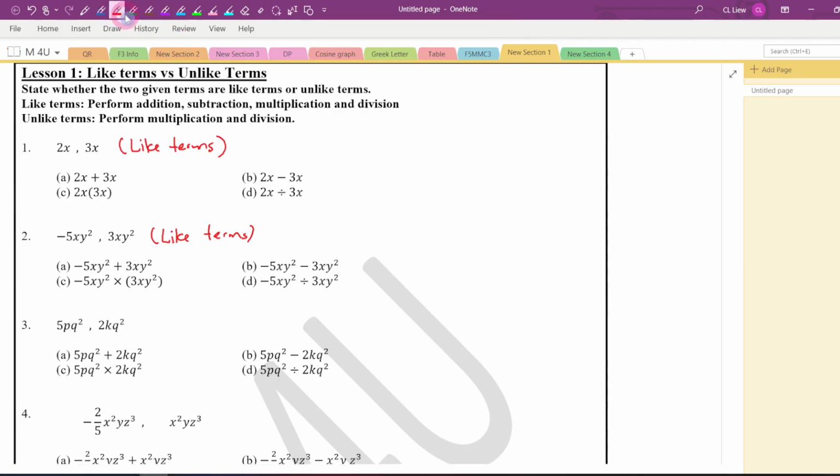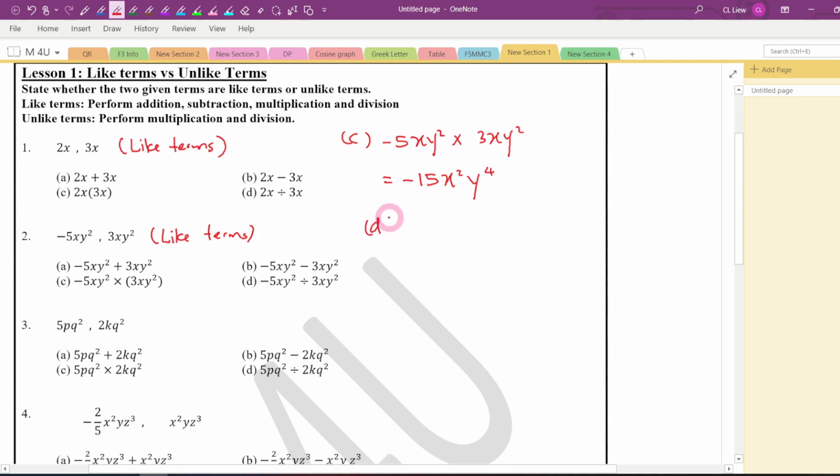Now let's go to multiplication. Negative 5xy squared multiplied by 3xy squared. Okay, how do we get the answer? Negative 5 times 3, you will get negative 15. x power 1 times x power 1, you will get x power 2. How do I get 2? 1 plus 1. y power 2 times y power 2, you will get y power 4. How do I get 4? 2 plus 2.